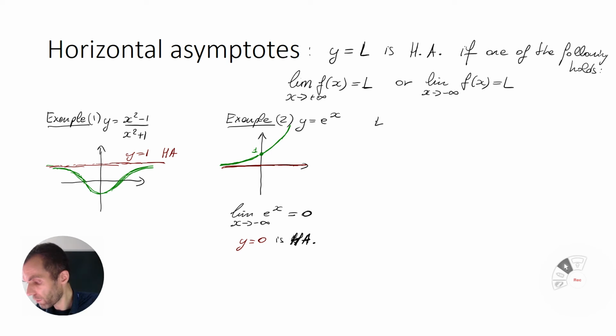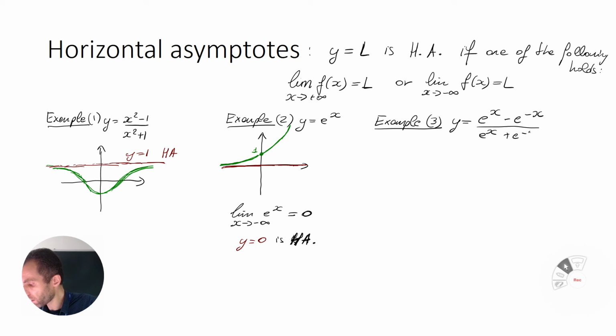And as another example, maybe a bit more tricky to calculate, let's look directly at the graph. Here let's take the function y is equal to e to the x minus e to the minus x, divided by e to the x plus e to the minus x. This function is called the hyperbolic tangent, and it is a very important function in machine learning. I'll just give you the graph and tell you what it looks like.